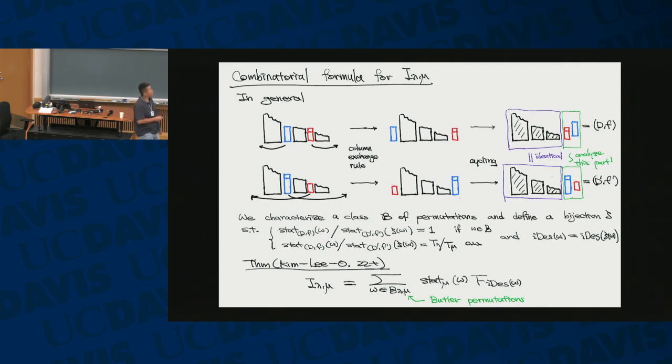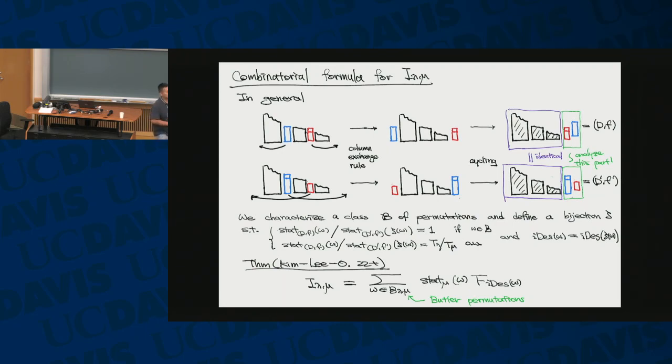So I lambda mu now can be expanded as a generating function of stat times f of inverse descent over all permutations that sit inside B lambda mu. This B lambda mu comes from the B. And we name these permutations Butler permutations. Okay, so this is a sketch of the proof of how we obtain the combinatorial formula.